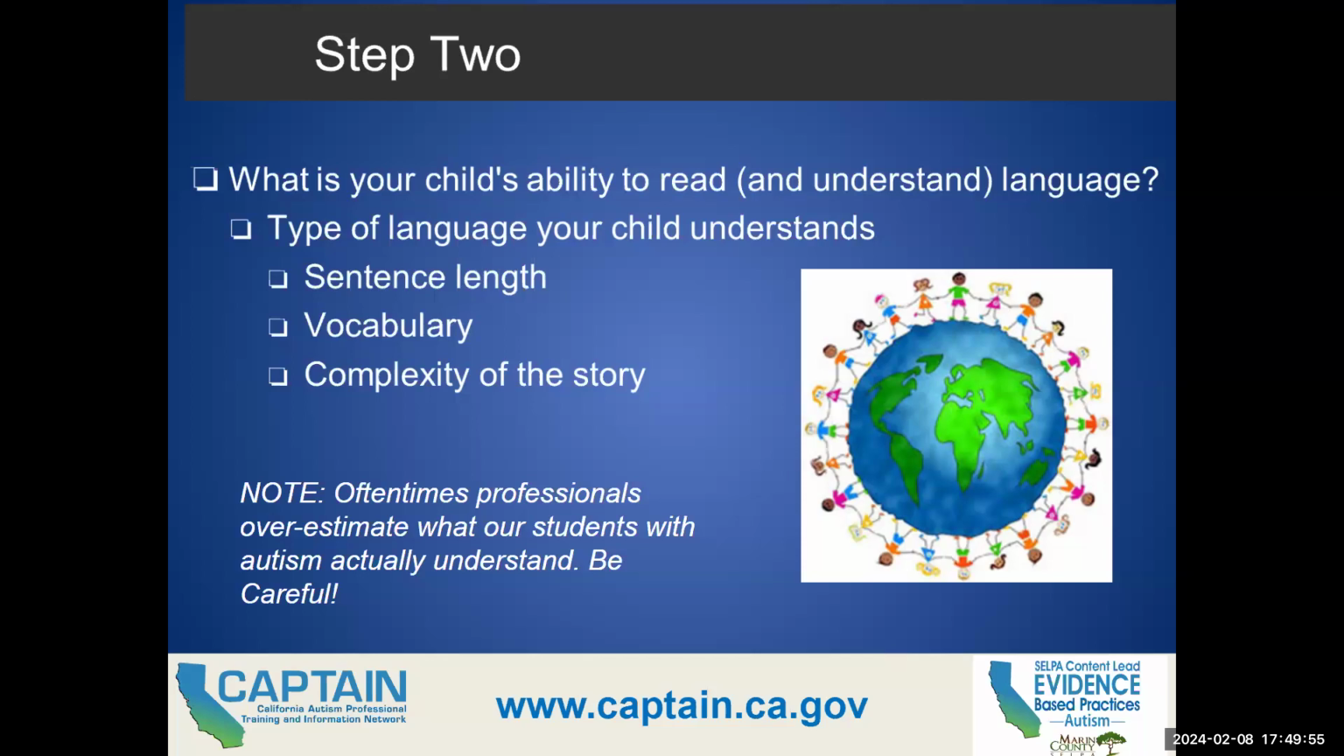So we want to think about that piece as well, that vocabulary level, because again, you don't want to make it so easy that it turns our student off. And then the complexity of the story, right? So we really think about, again, who the student is, not who the other students are in the room, not what the academic expectations are, but who your student is at that time, okay?